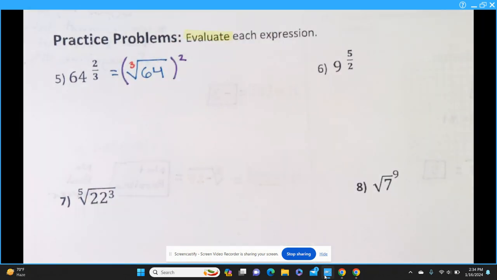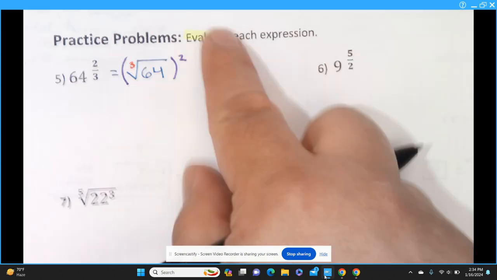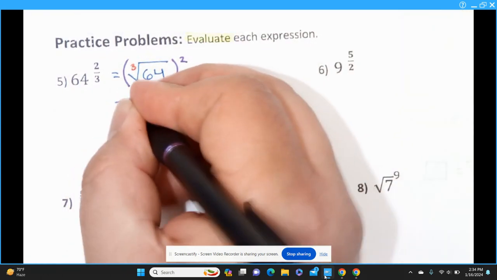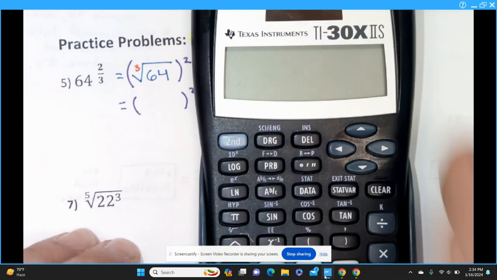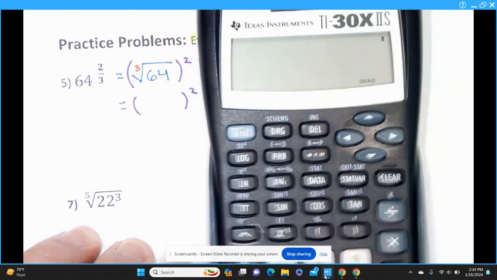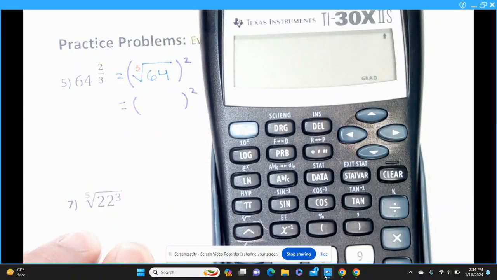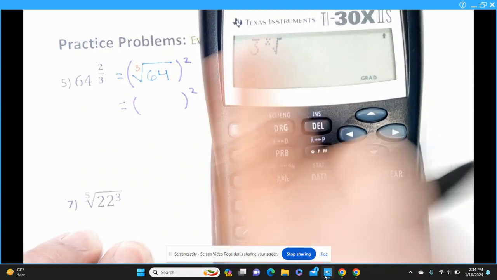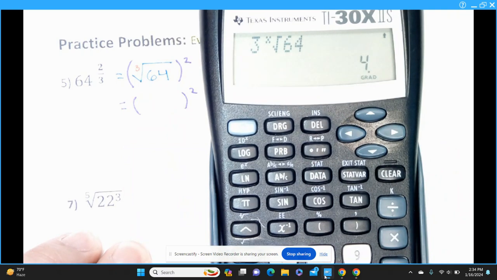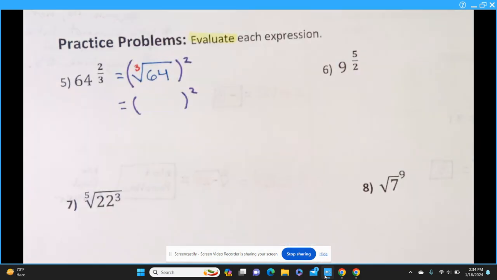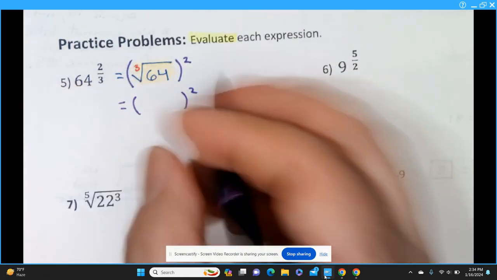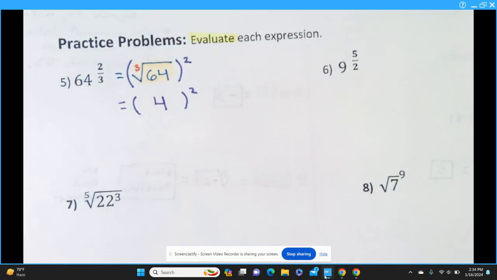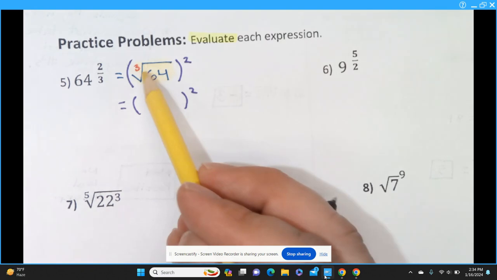And now here's where I'm going to let the calculator take over because it does say evaluate. So I'm going to work with the inside first. Notice I'm not going to mess with that power yet. So I'm going to do the cube root of 64. So 3, second power button, should look like this, and then the 64. All right, look, so I got an answer of 4. So all of that just became a 4. That's all it became. The cube root of 64 is just a 4.